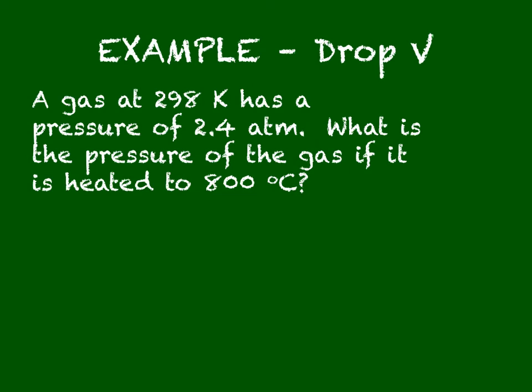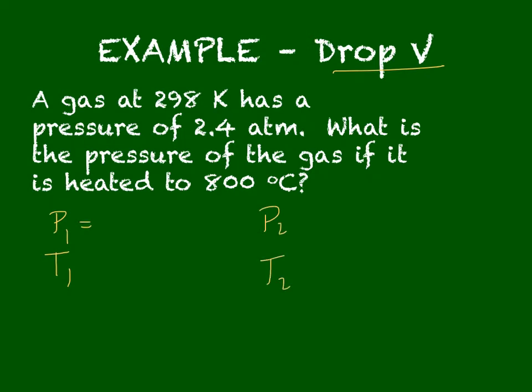So what happens if I drop volume? An example like this would be a gas at 298 Kelvin has a pressure of 2.4 atmospheres. What is the pressure of the gas if it is heated to 800 degrees C? So what have we got here? We've got pressure and temperature. Volume has been dropped. It's not made a mention of it, so we assume it's constant. We drop it from our equation. So P1, T1, we need a P2 and a T2.